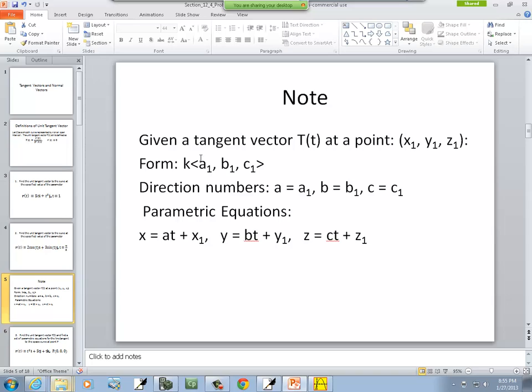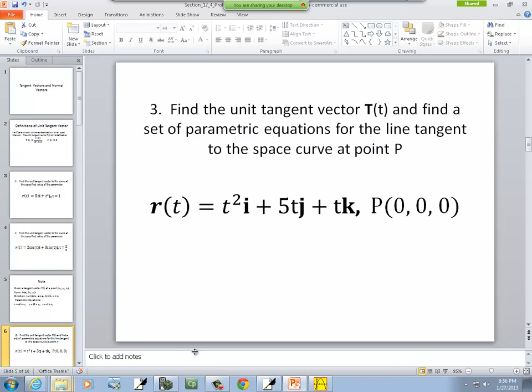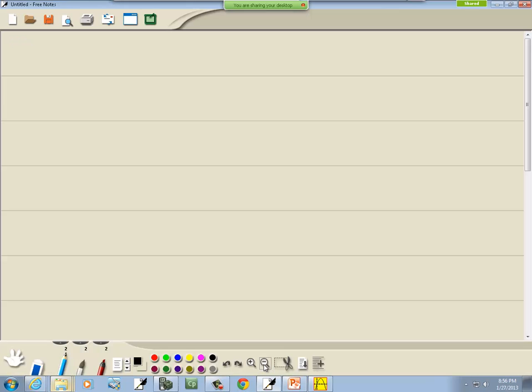Now, note, given a tangent vector T at a point x1, y1, z1, of the form k times a vector with components a1, b1, and c1, direction numbers correspond to the a1, b1, and c1. That's our a, b, and c. In our parametric equations, x equals at plus x1, y is equal to bt plus y1, and z is equal to ct plus z1. So let's look at a problem dealing with that.